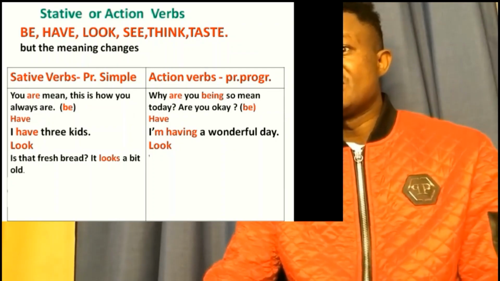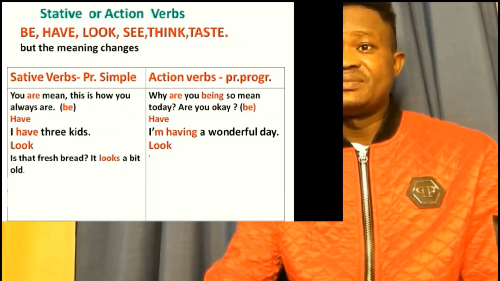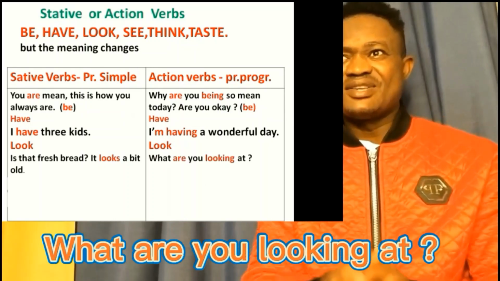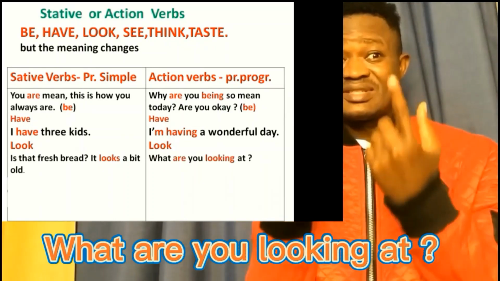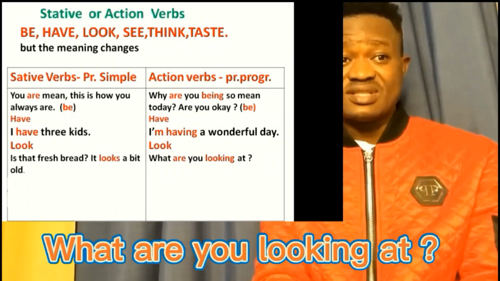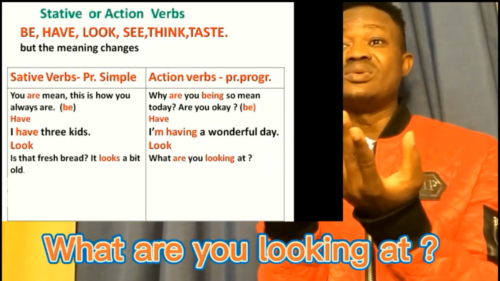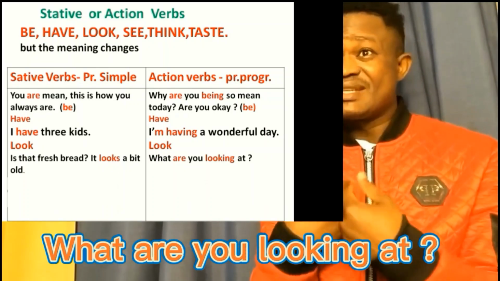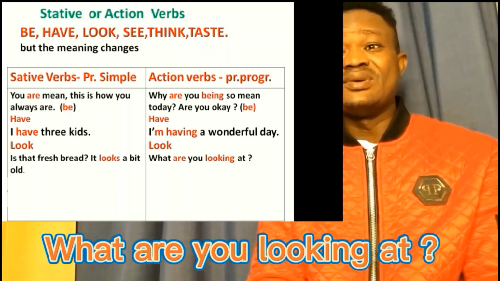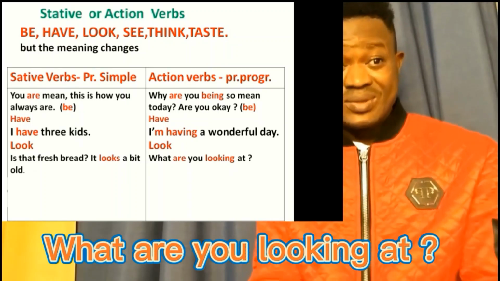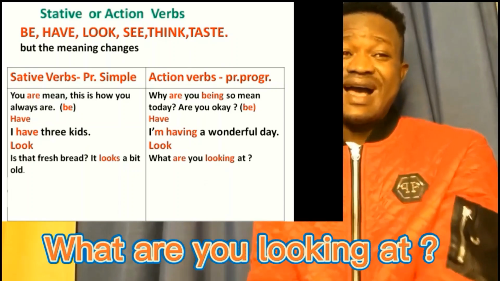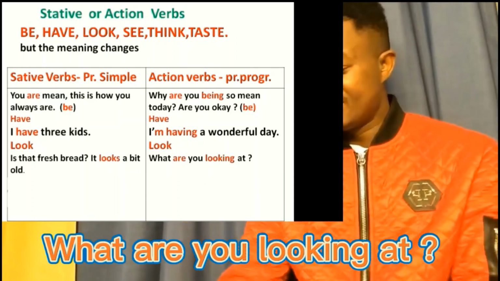Okay, so let's go to the present progressive. What are you looking at? This is like you're looking at something continuously. Staring at something continuously. So it's changed to an action. So somebody's asking you, what are you looking at? So this is where we use look. What are you looking at? So here look changed to an action verb. You're still looking. Okay?